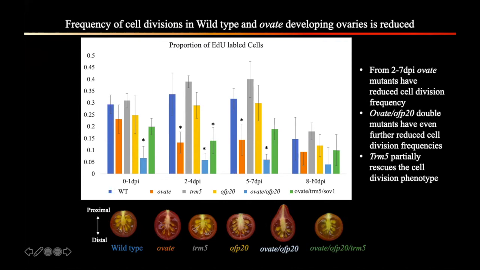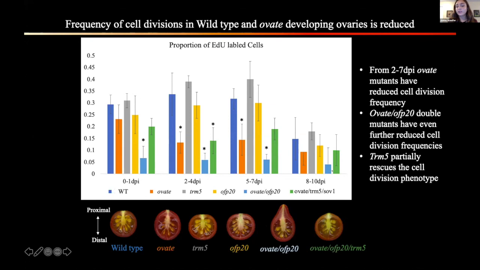And so in the ovate mutant by itself, we see a reduction in cell division frequency starting at 2 DPI through 7 DPI. The double mutant has an even further reduction in cell division frequencies, and you can see that already in the very, very early floral bud stage, and this persists through 7 DPI as well.